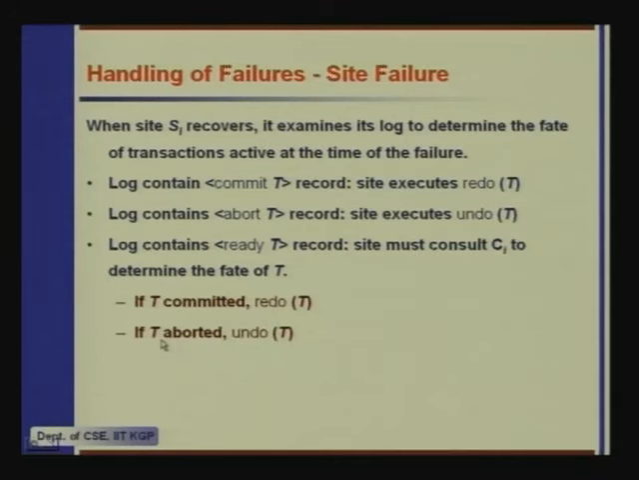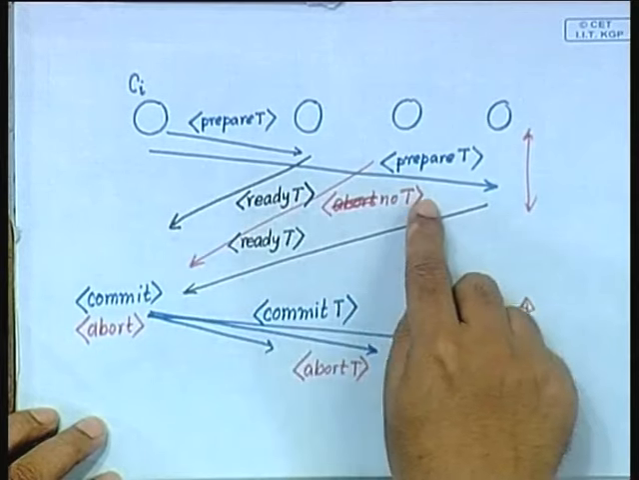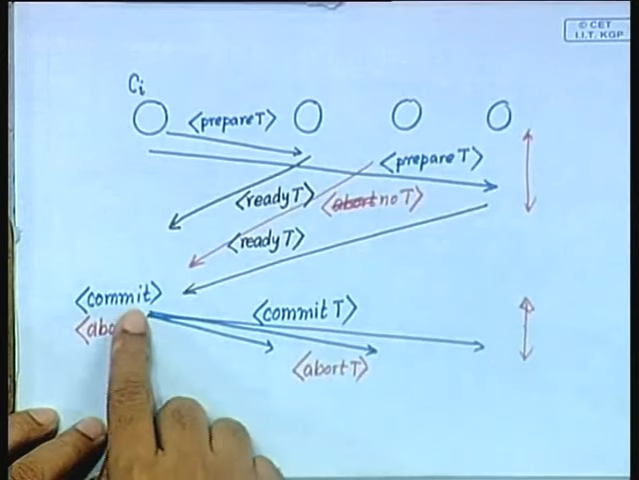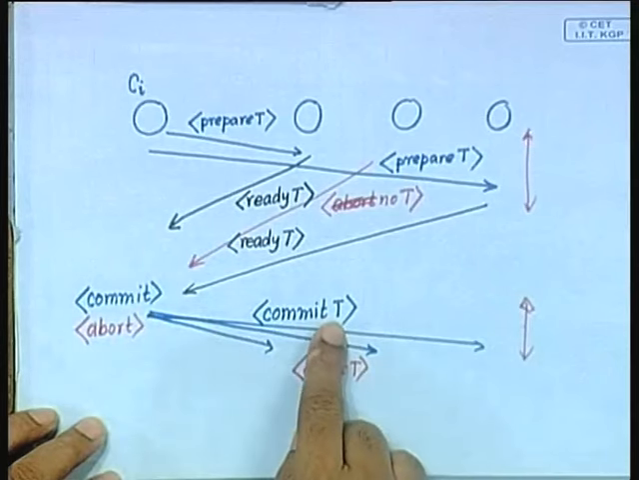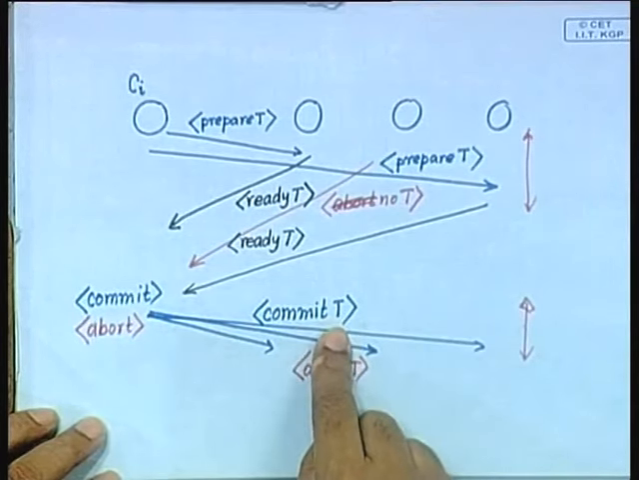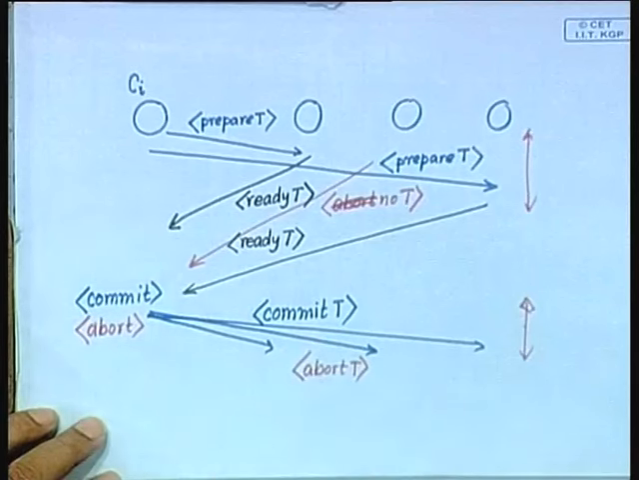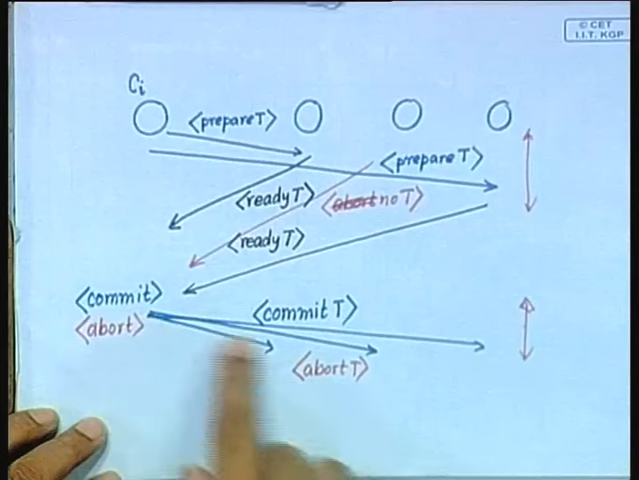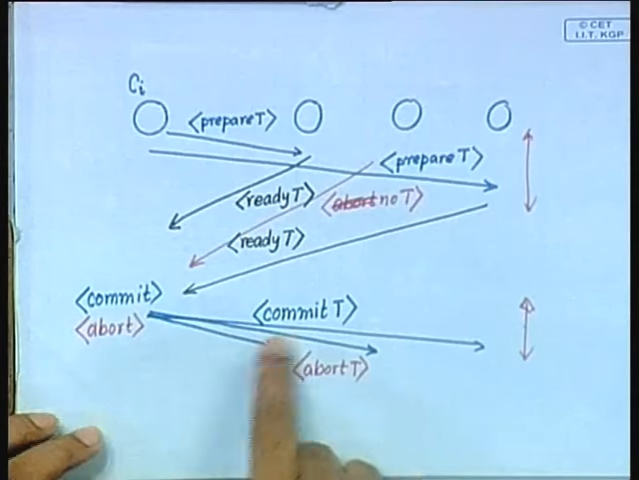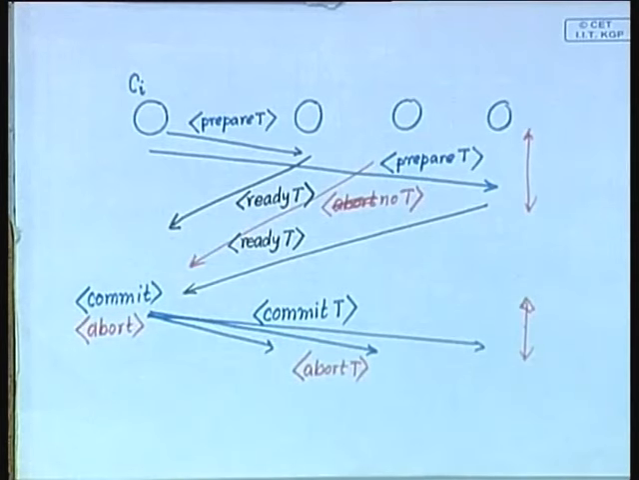No, it does not send commit T. Prepare T is the message sent by the coordinator, and it says either ready T or no T. Commit T is the one which the coordinator sends communicating the decision. So if that decision is there in the log, then everybody else had actually agreed to commit, and that is why the coordinator decided to commit. At that point of time the transaction fate is sealed, so it is commit.